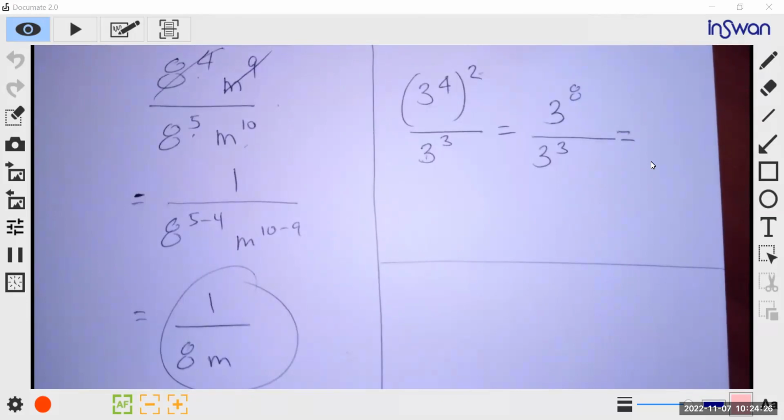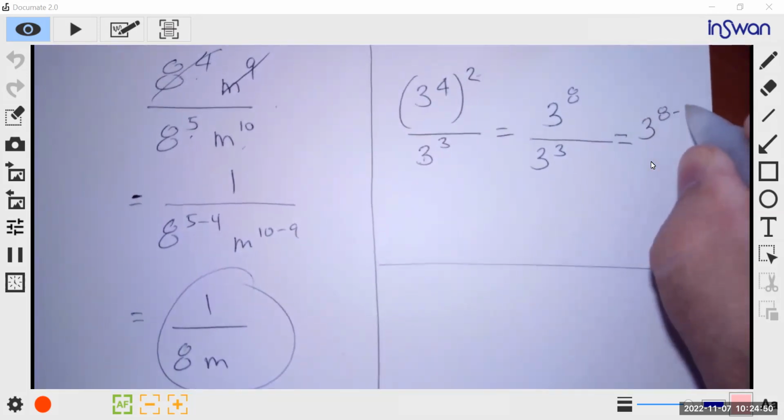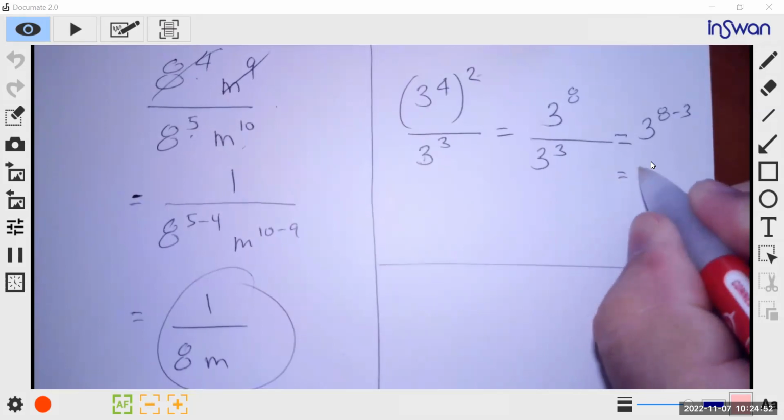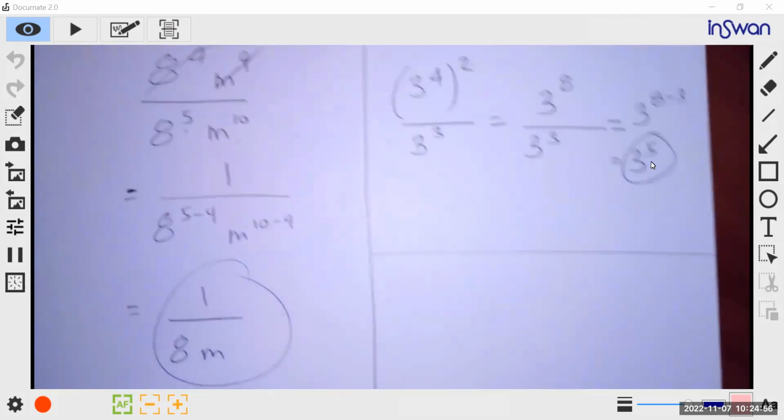What do you do when you divide? If you have the same things on top and bottom, do you add them or do you cancel them? So what do you do here? If you have same numbers on top and bottom, different exponents, subtract the exponents. The larger minus the smaller. The answer is 3 to the 5th.